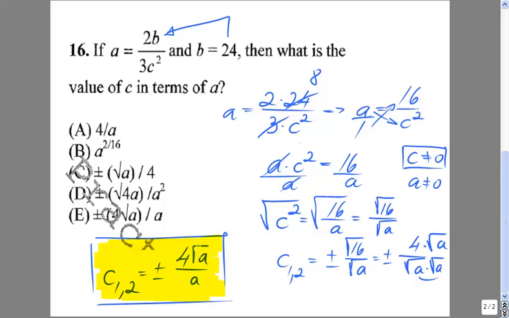Okay? Now check your options. Plus or minus 4 square root a over a. And that's option E. Make sure you bubble it and you move on. Okay? And I hope you guys understand why and how I figured it out that E is the right answer.